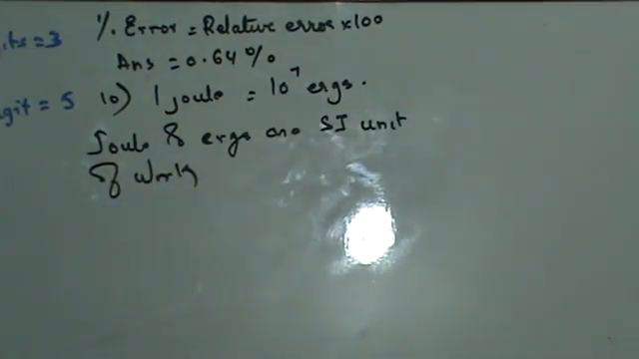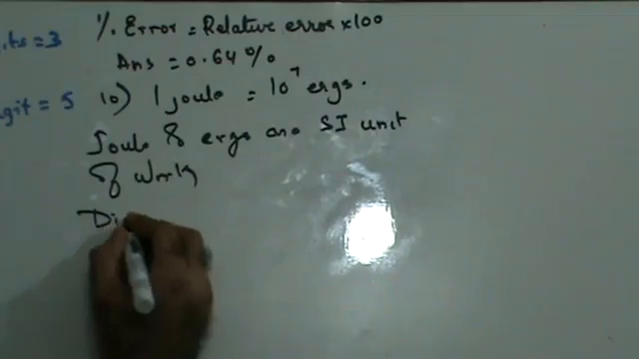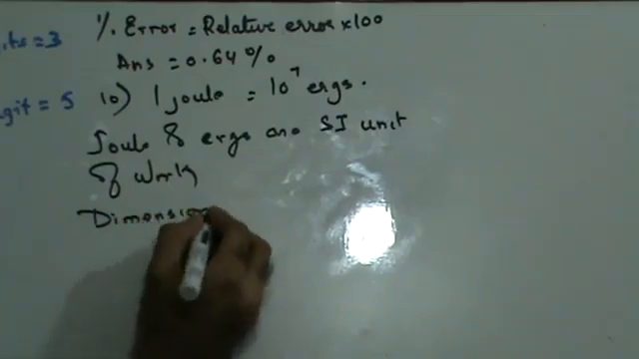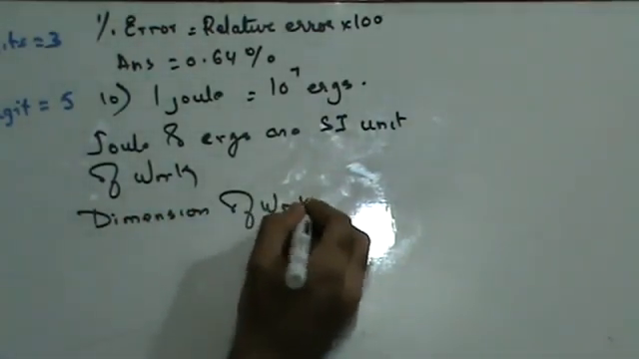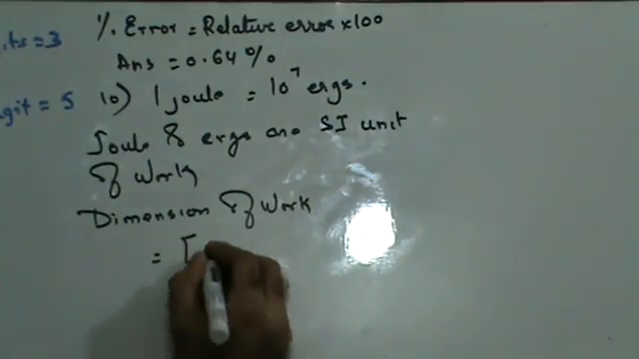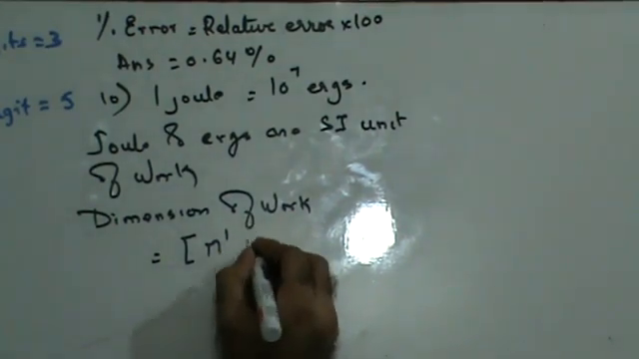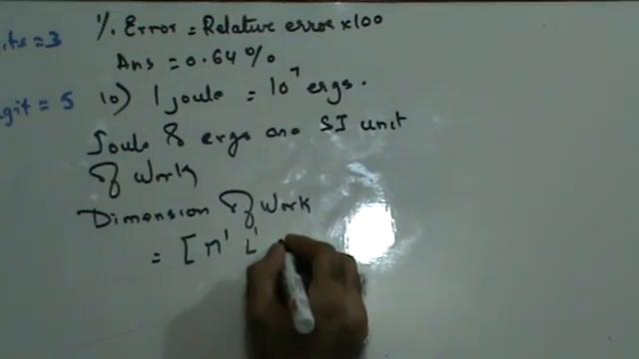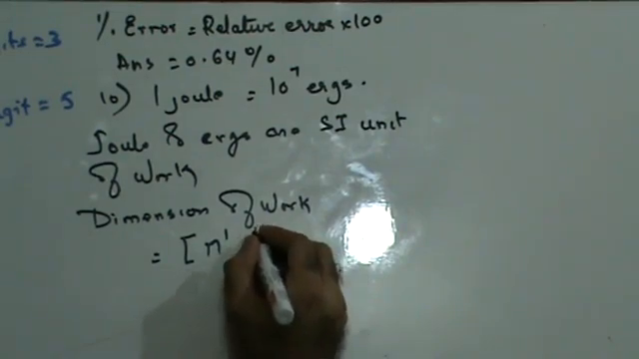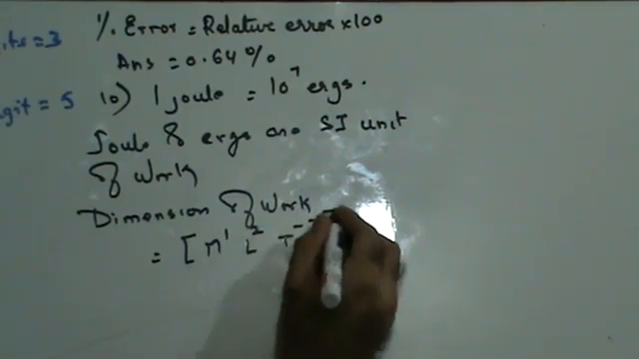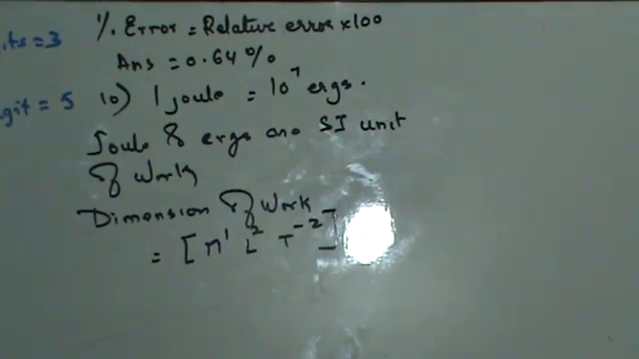Right? Now, in that case, what is the dimension of work? Work is nothing but force into displacement. Force is mass into acceleration. Acceleration is nothing but displacement upon time square. So force into displacement gives L2 T minus 2. I've done this already. So this is going to be M1 L2 T minus 2.